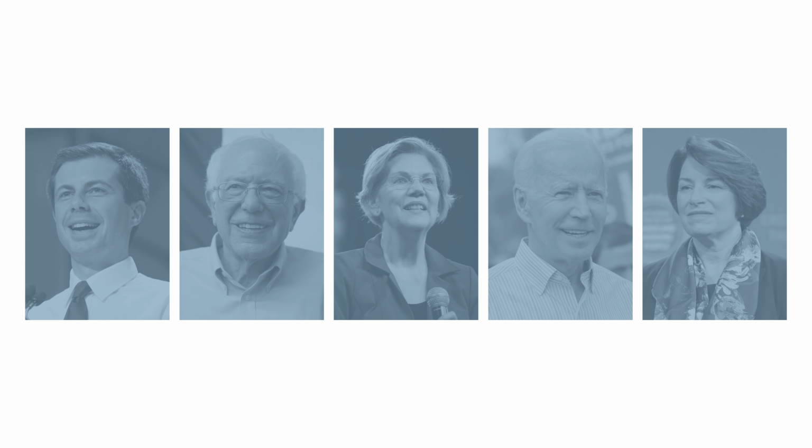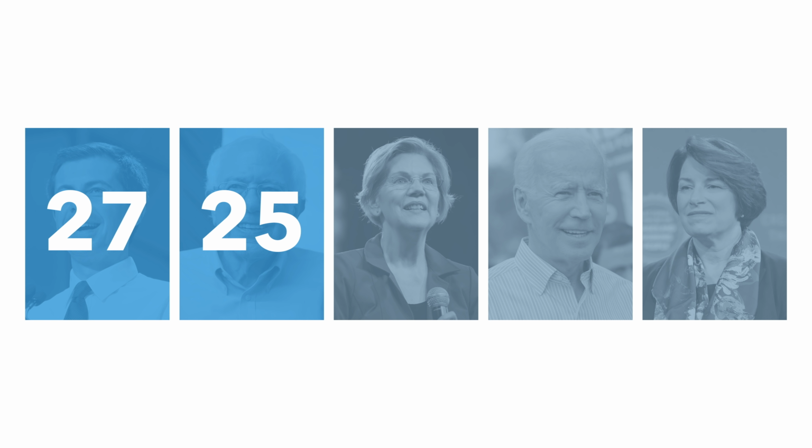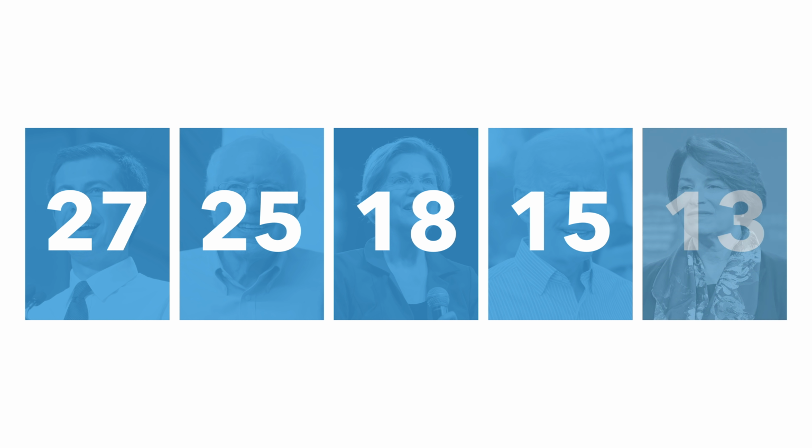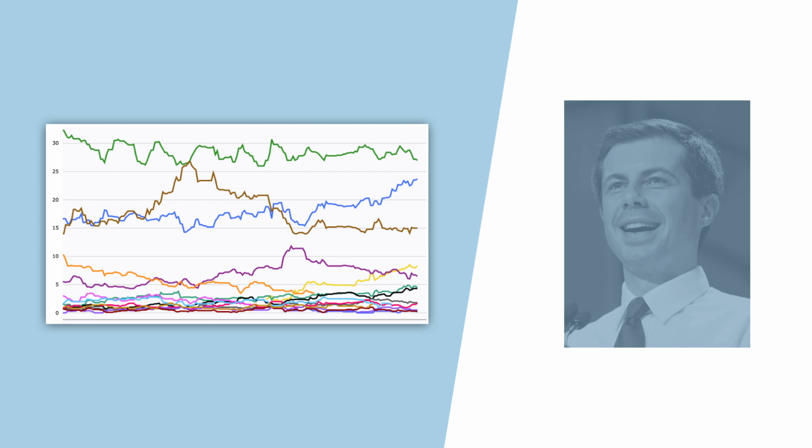The totals so far back up Pete's claims, with the former mayor leading the vote count total, with around 27% of the votes. In a close second is Bernie Sanders with 25%, followed by Elizabeth Warren with 18%, Joe Biden with 15%, and Amy Klobuchar with 13%. This is very good news for Buttigieg, who's been polling far below Biden, Sanders, and Warren nationally.